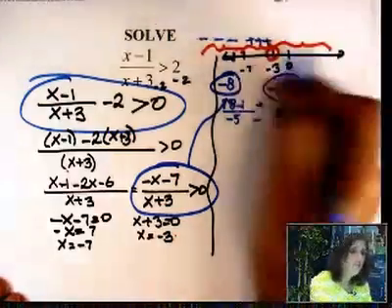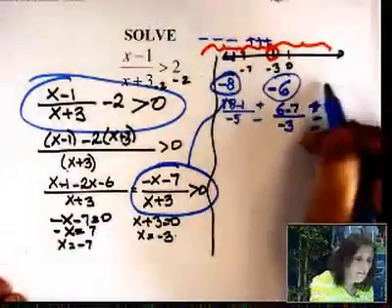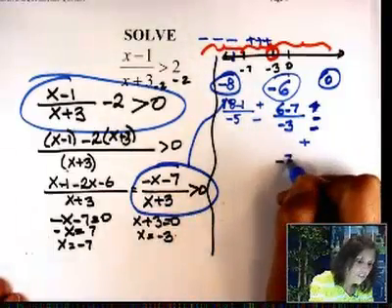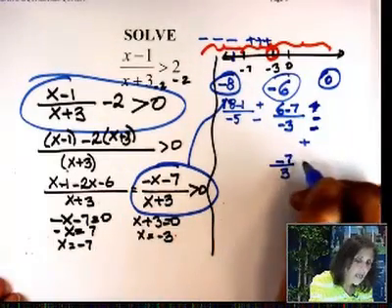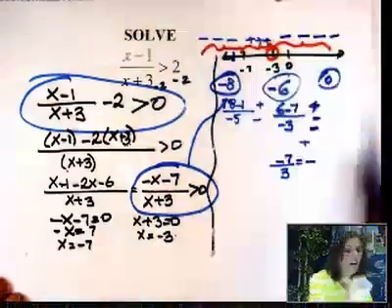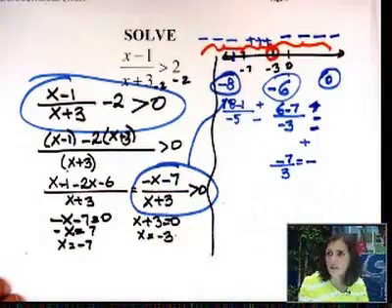And to the right, let's pick 0. And let's test that. I put it in here. You're going to get a negative 7 over 0 plus 3, and then that's going to give you a negative. So I'm just doing it by plugging in different test numbers.